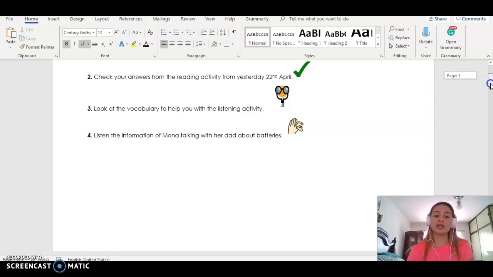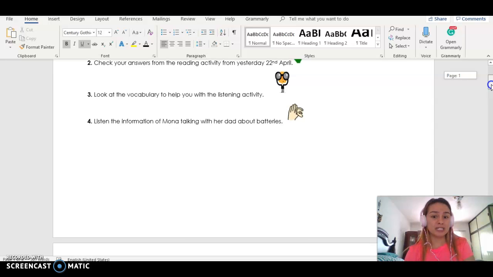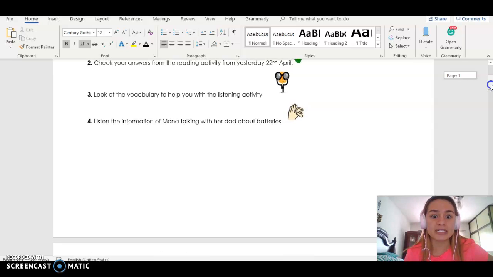Then we're going to look at the vocabulary to help you with the listening activity. So that's why it's very important to see the video, because here I'm going to explain to you the important words to listen to the conversation. And in the 4th point, you're going to listen to a conversation of two people about batteries.